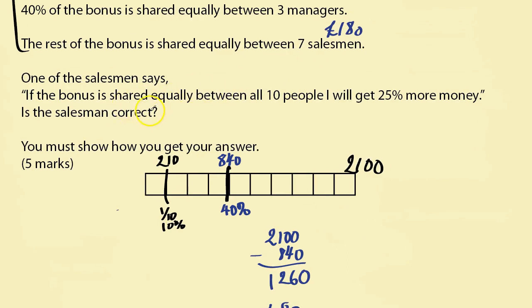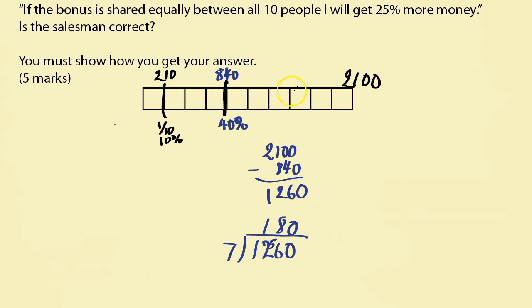Now one of these salesmen types up, he says, if the bonus is shared equally between all 10 people, I will get 25% more money. We need to figure out, is he right? Would he really? Okay, obviously he would do better. If they shared it equally between the 10 people, we would have a different scenario here. We would have the 10 boxes and each person would get 1 box. That would be 210 each.